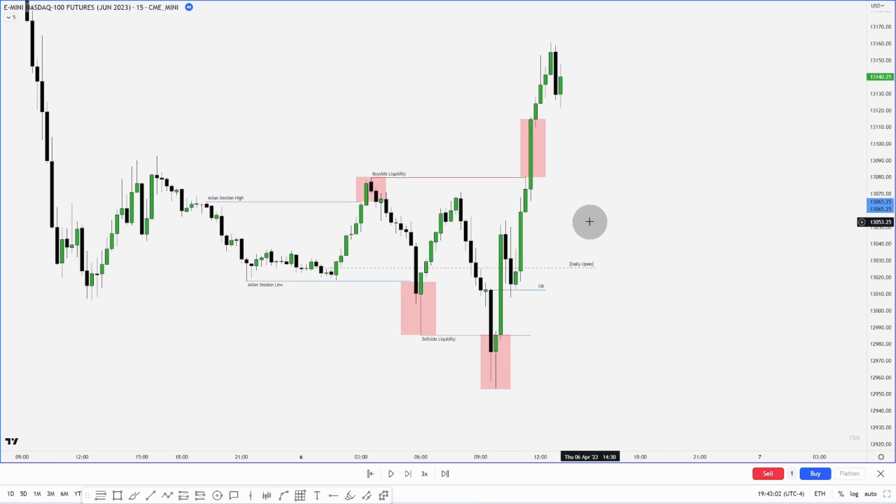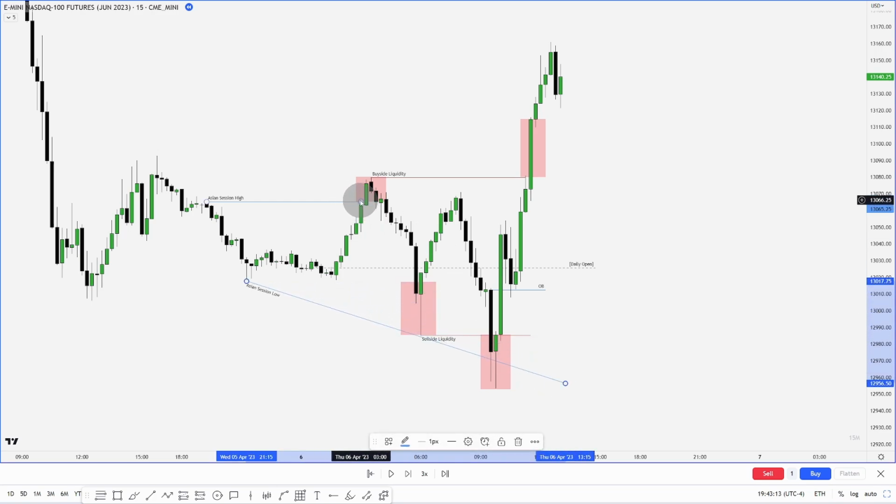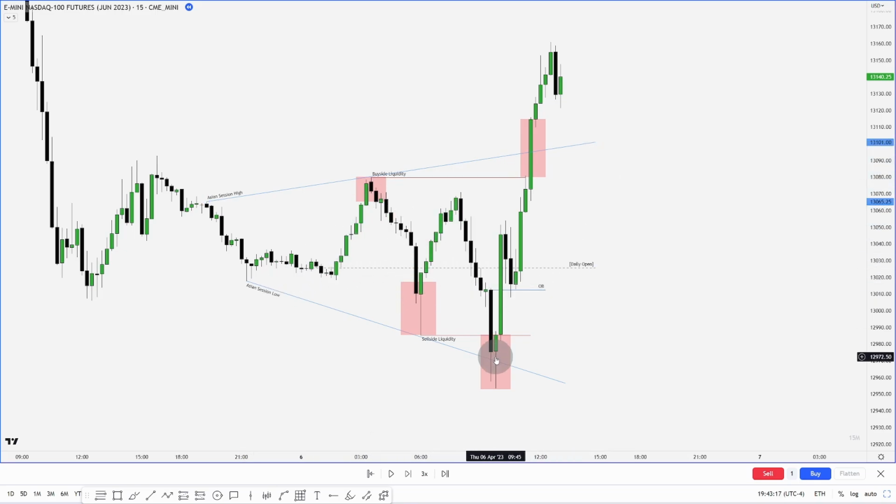And one little tip is, if you understand the strat or have seen my broadening formation video, if we take these lows that were purged and we run them down, and these highs, what do we have right here? We have a broadening formation.